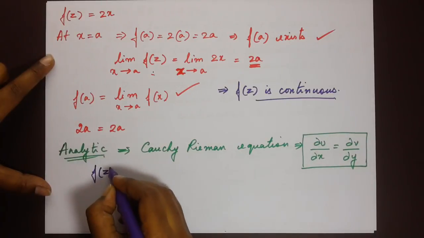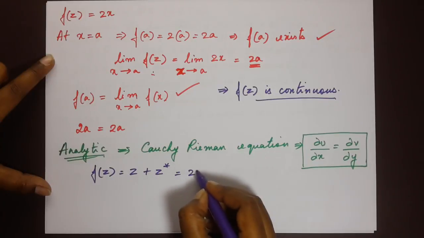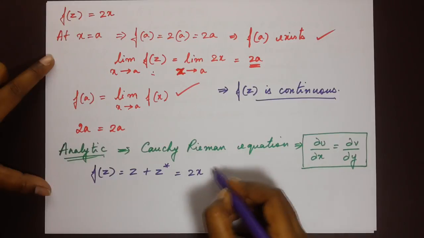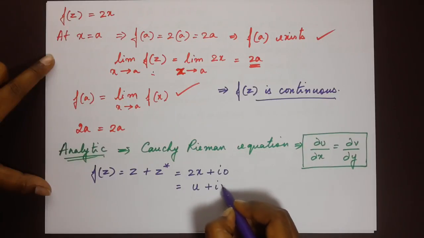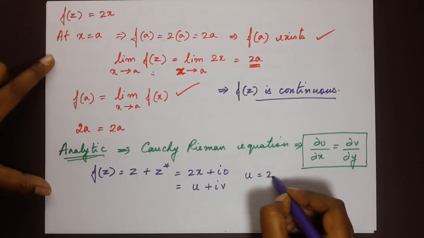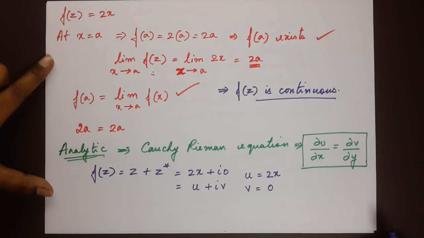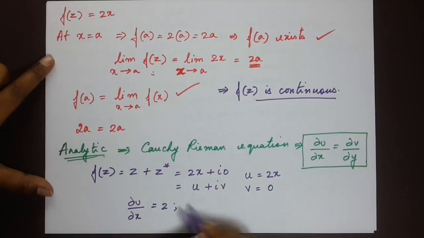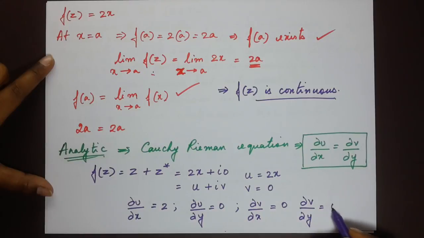We have f of z is equal to z plus z conjugate, and we found that to be 2x. So if we were to write it as a complex term, let's write this as 2x plus i0. And let's assume that this is u plus iv. Now comparing these two, we see that u is equal to 2x, v is equal to 0. So if we take the partial derivatives of each, dou u by dou x is 2, dou u by dou y is 0, dou v by dou x is 0, and dou v by dou y is also 0.